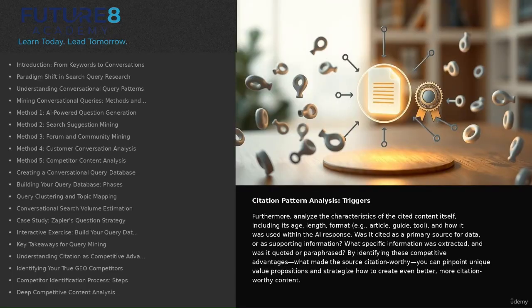Furthermore, analyze the characteristics of the cited content itself, including its age, length, format (for example, article, guide, tool), and how it was used within the AI response. Was it cited as a primary source for data or as supporting information? What specific information was extracted, and was it quoted or paraphrased? By identifying these competitive advantages, what made the source citation-worthy, you can pinpoint unique value propositions and strategize how to create even better, more citation-worthy content.